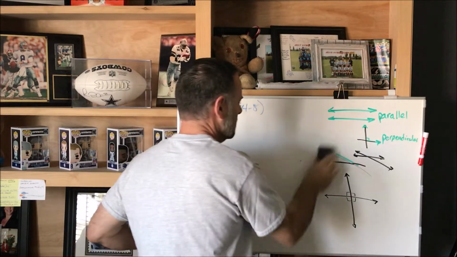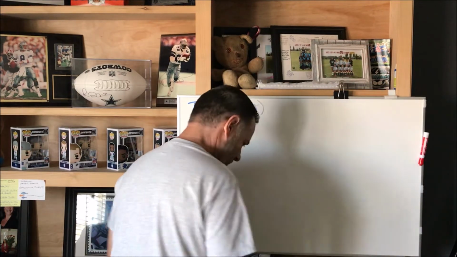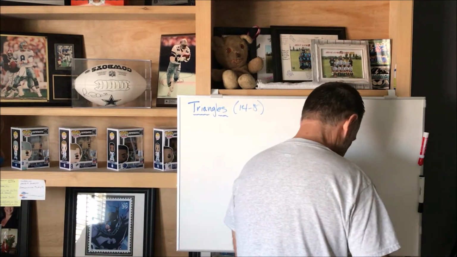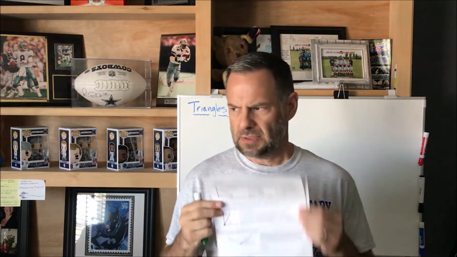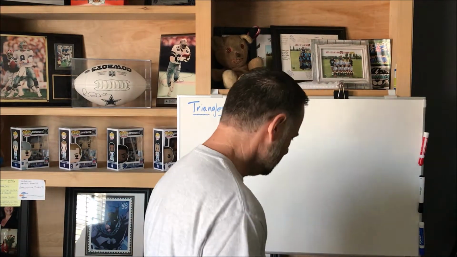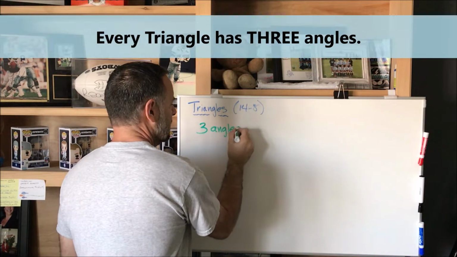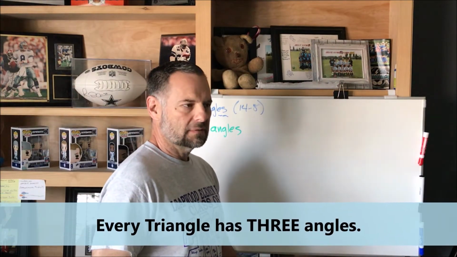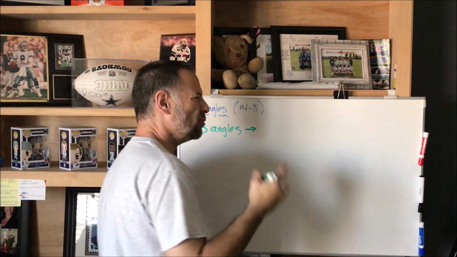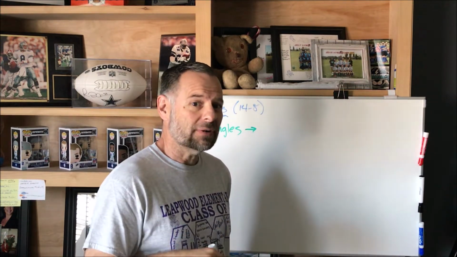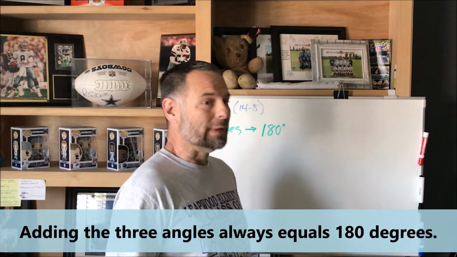All right, moving on. Let's get to the next part. I'm going to write in green there because the blue's looking icky. I want to get to this second page, triangles, more specifically. Know this about a triangle. Every triangle has 3 angles. That's why it's called a triangle. Remember this. If you take those 3 angles and add them all together, you're going to get 180 degrees.